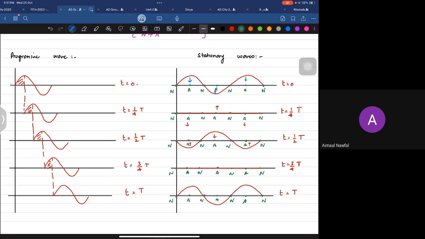So you said that these are stationary waves then. Yes. So how come they're moving down and up? Stationary means they don't transfer energy. They just keep the energy within themselves. Okay.